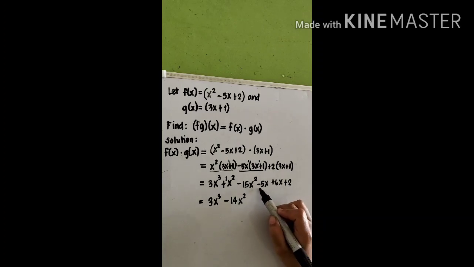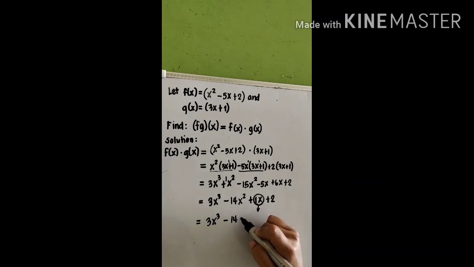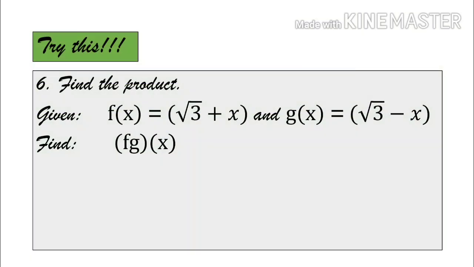And we also have negative 5x and positive 6x. So negative 5 and positive 6 will result in positive 1x. And then we have the constant 2. Okay, so now we will rewrite this equation because we can still simplify this 1x. So this will become now 3x cubed minus 14x squared, instead of 1x just x, and then plus 2.